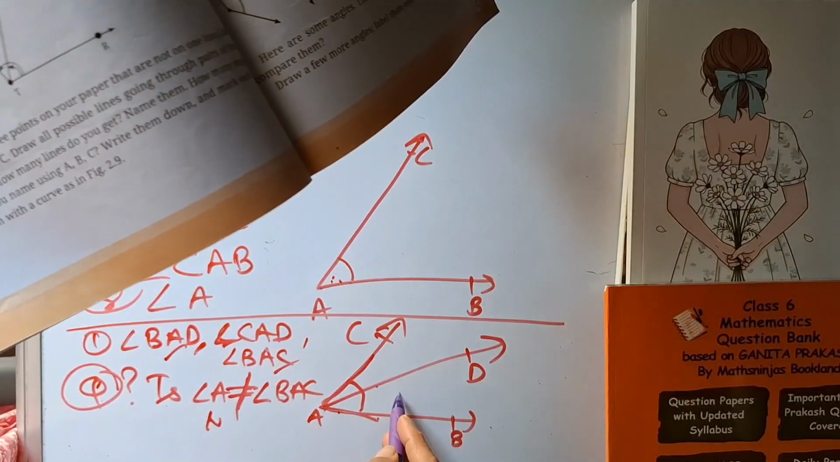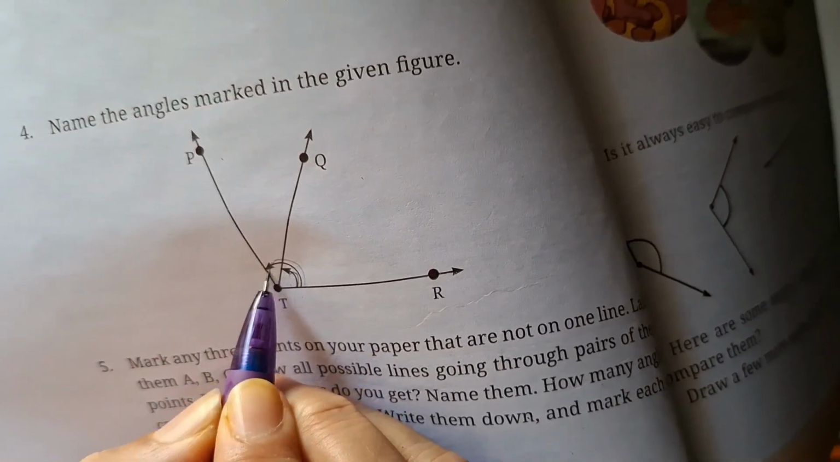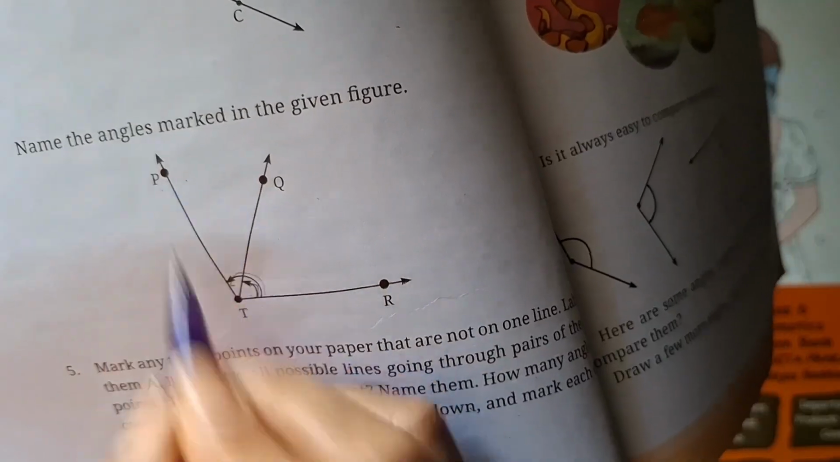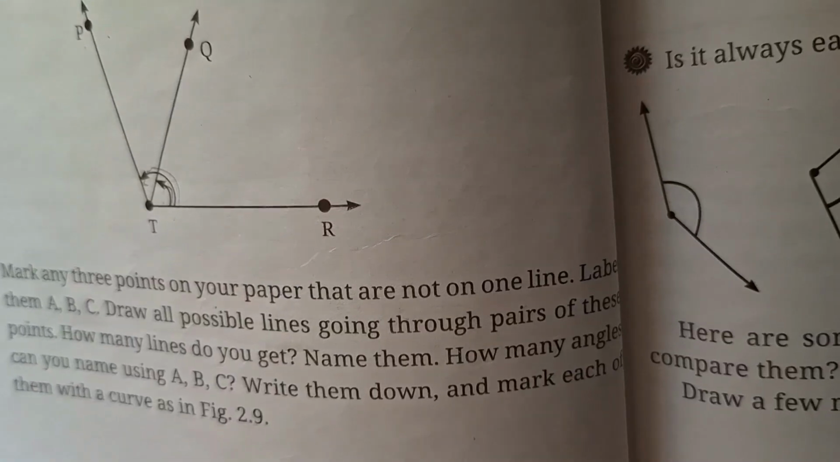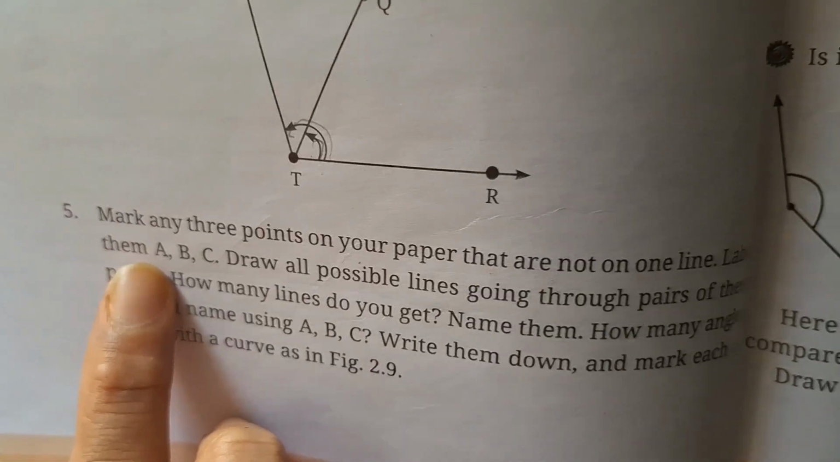I just took an example. So they are pointing to only these 2 angles, this angle and this angle. So this is RTQ and this is RTP. So these are the 2 angles. So let's talk about this question 5.